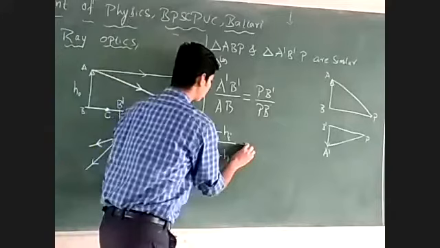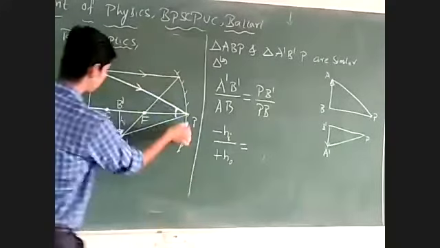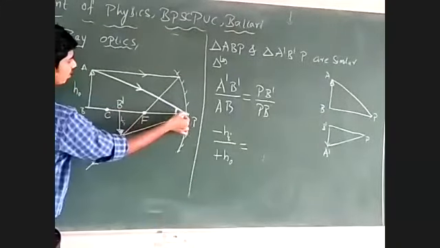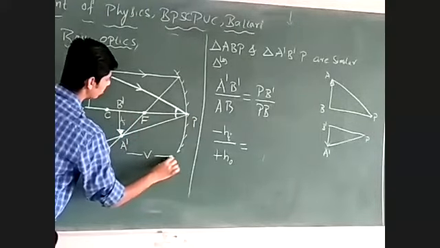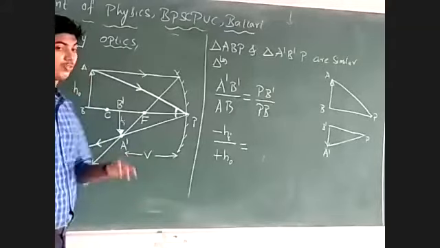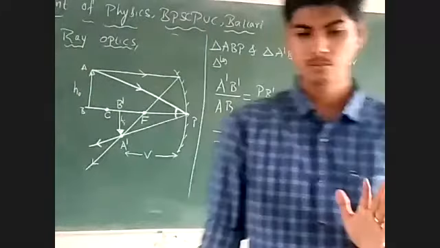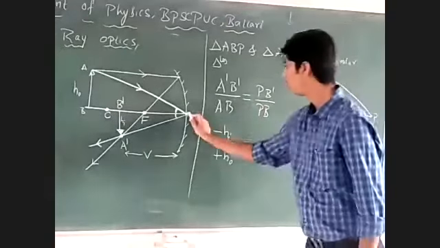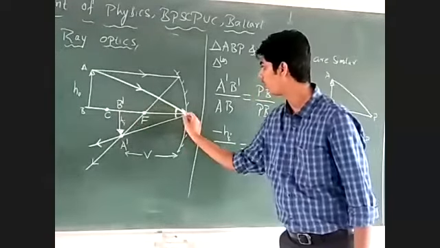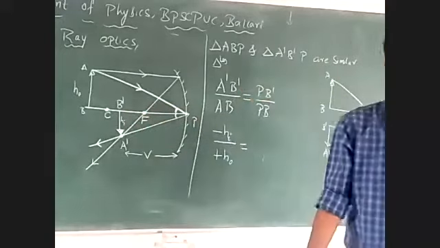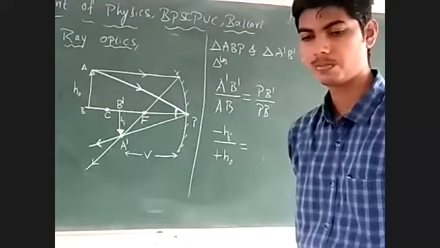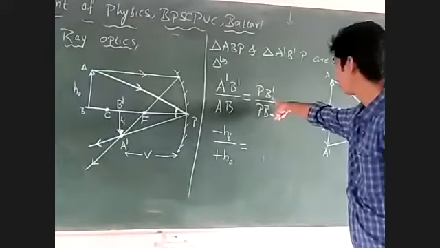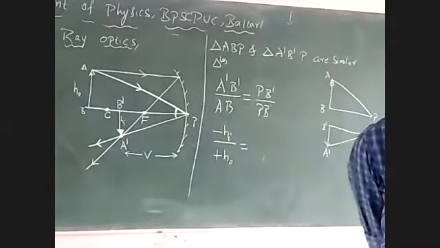That is equal to, what is PB dash? Distance between pole and the position of the image. It must be image distance V. Distance between pole and position of the image is image distance V. But whether it is plus V or minus V, that is required. Whether it is plus V or minus V, see.